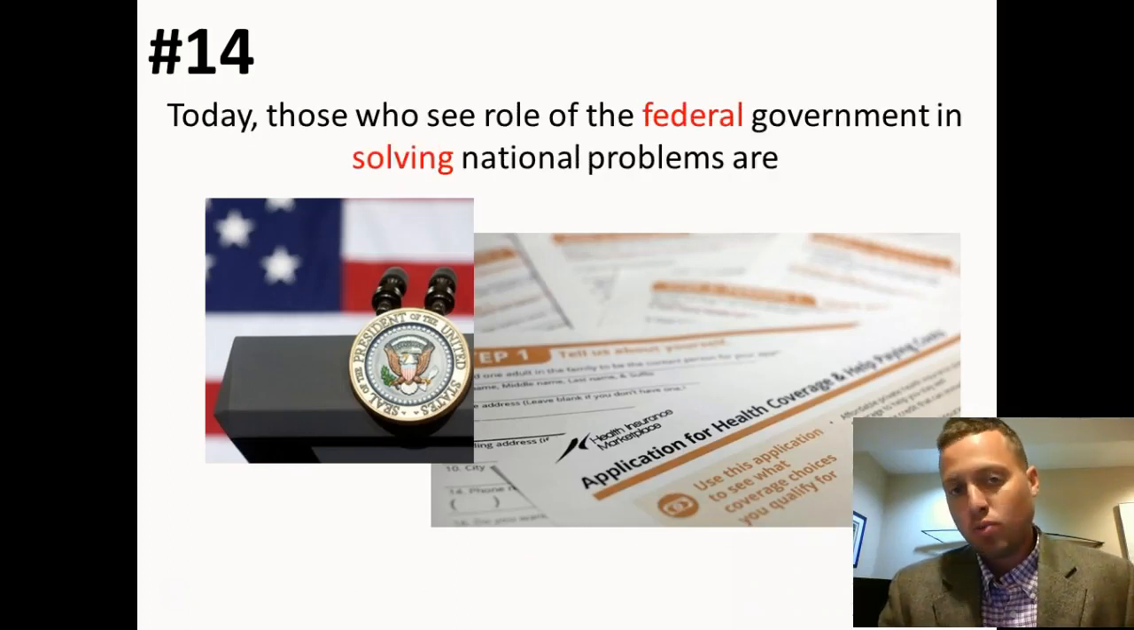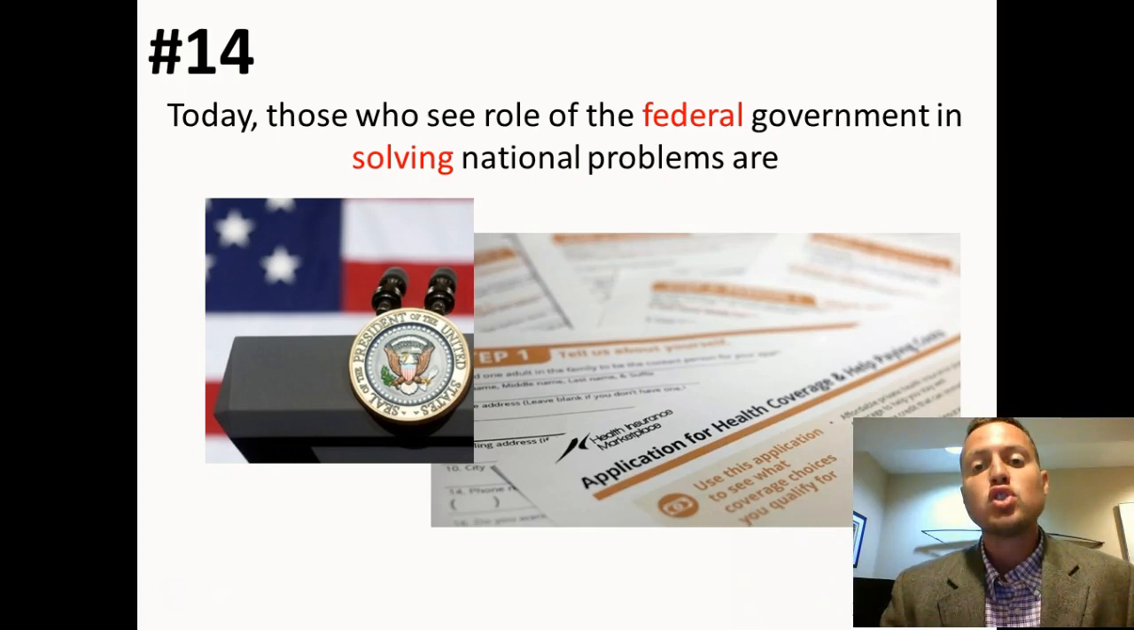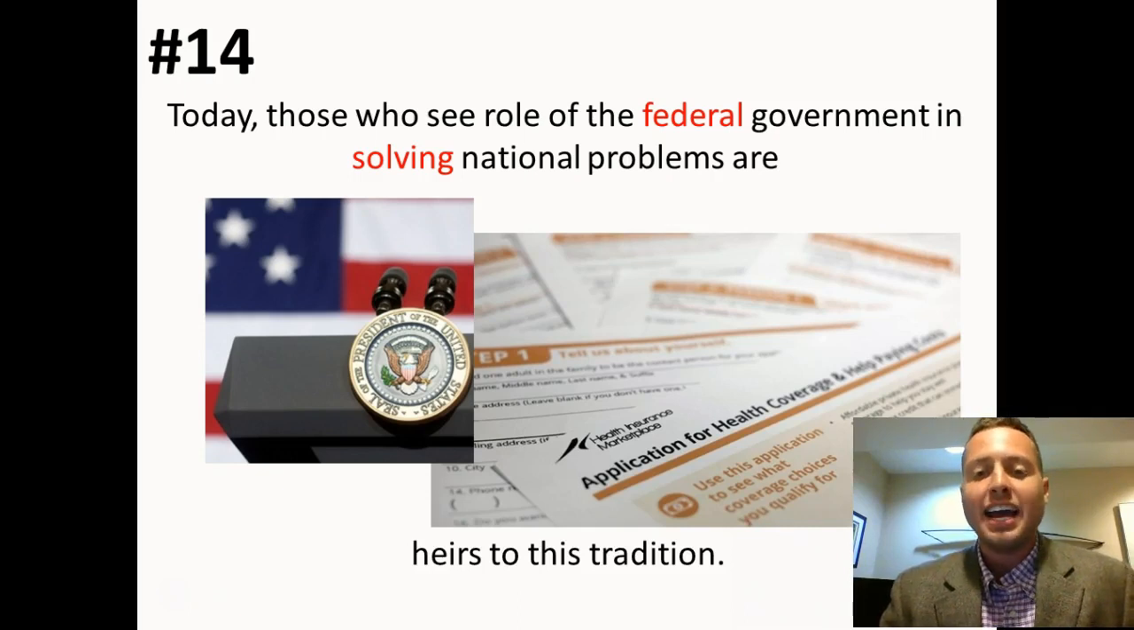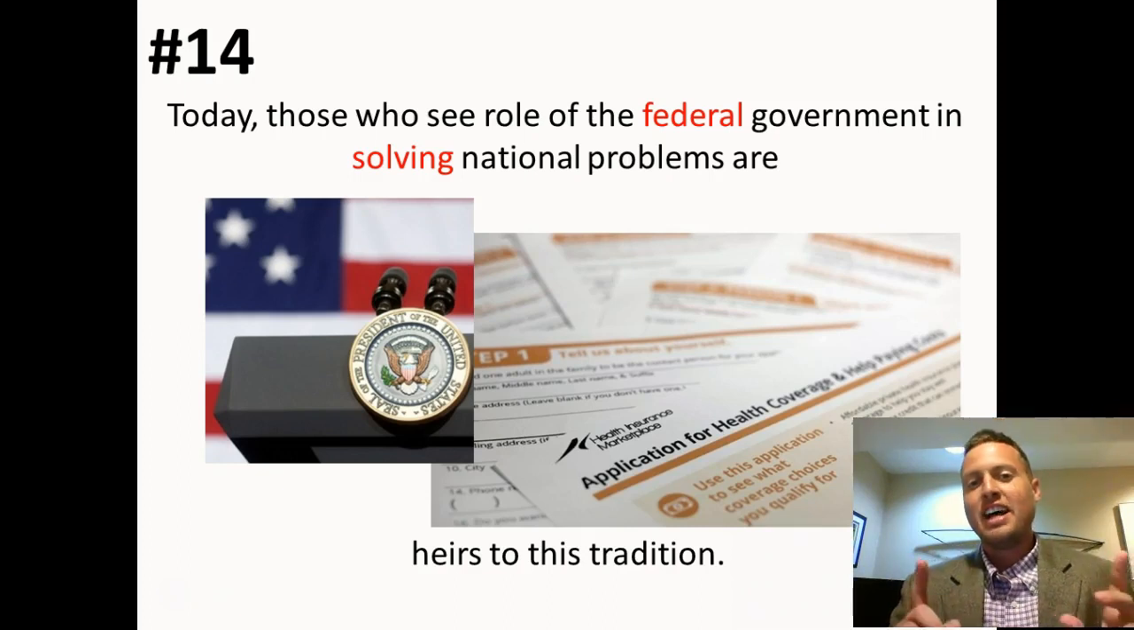Today, if you see the role of the federal government in solving national problems, so if you have big problems, you need big government to solve them, and that way you are heirs to the tradition. You have inherited the ideas of the Federalists. Now that's one side. You ready for another side?